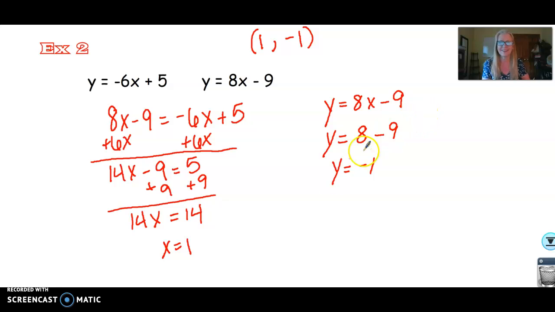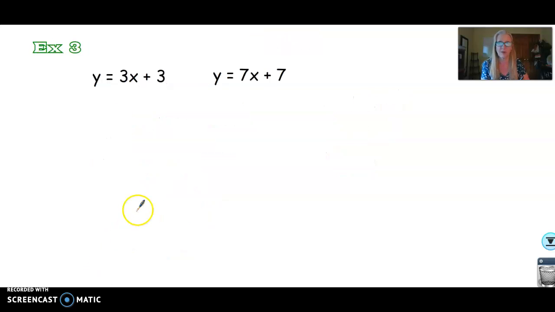Pretty easy, right? This is super fun. The only time it gets more fun than this is when these equations are not solved for y. Then you have to solve for y and then substitute. Double the fun. Okay, example 3.